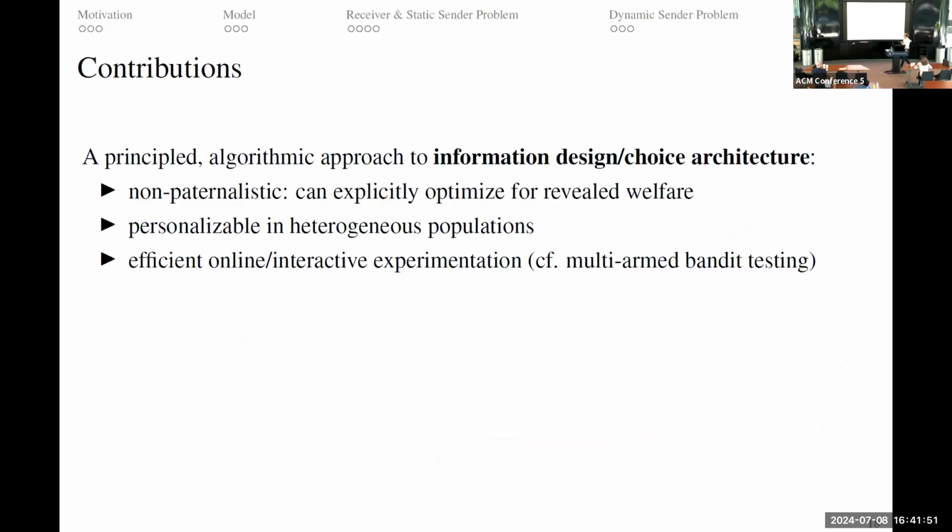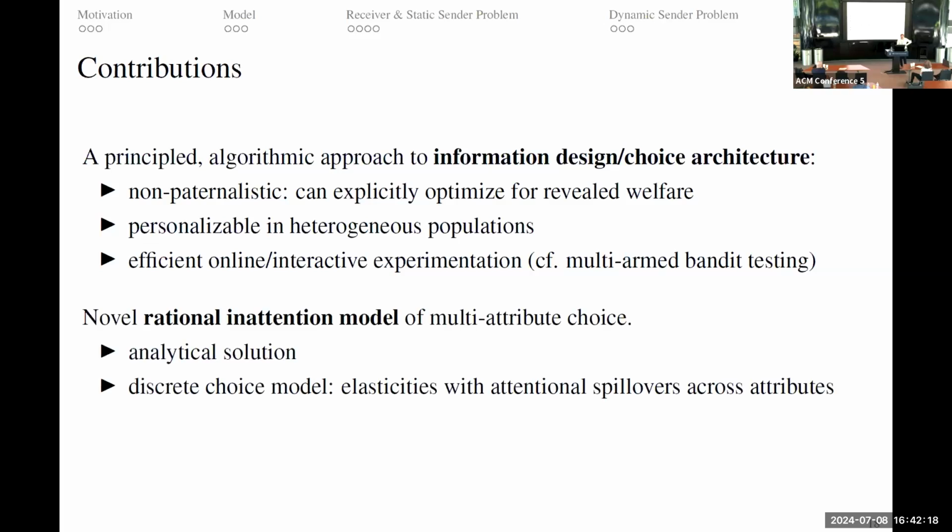And with that, let me conclude by saying that we think of this as a sort of principled algorithmic approach to information design and choice architecture. What I like about it is that it's non-paternalistic in the sense that it allows us to explicitly optimize for the revealed consumer welfare instead of having to make any assumptions about it. It's of course personalizable and uses efficient online experimentation similar to multi-armed bandit testing.